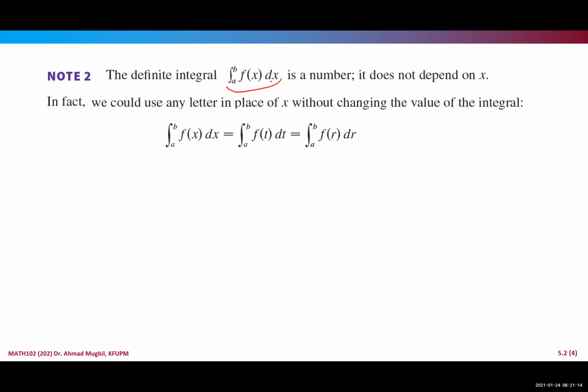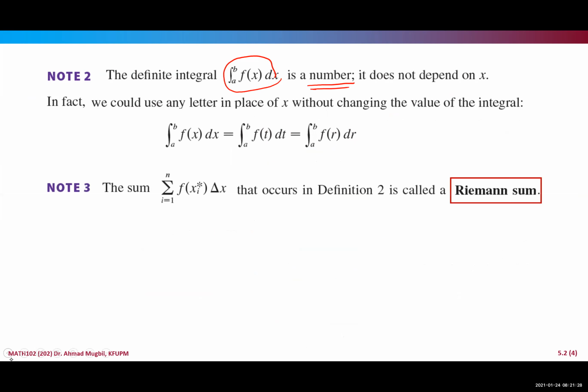This definite integral, at the end, will be a number, so it does not depend on x. If you write it f of x dx or f of t dt or f of r dr, whatever, it will of course be the same real number at the end.